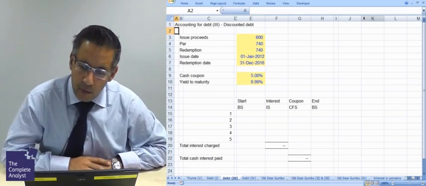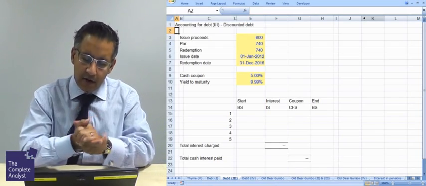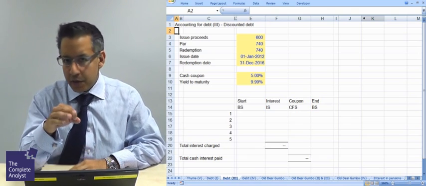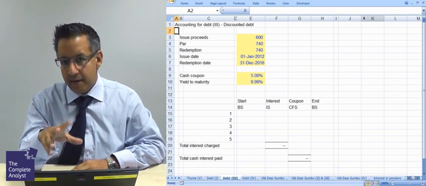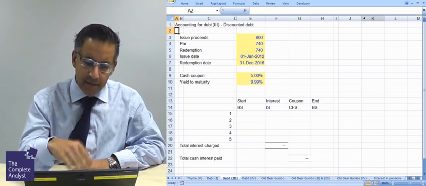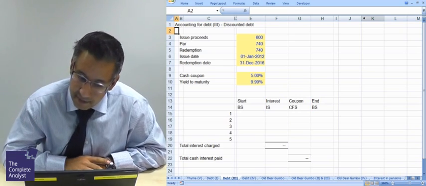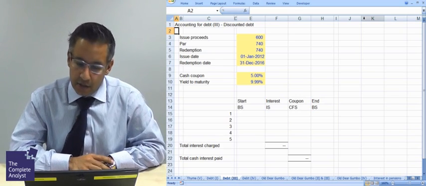Accounting for debt number 3, what we've done here is we've just changed our example slightly to add a little bit more complication to the accounting. What you'll notice with this debt instrument is that the par value is 740, redemption is 740, the issue date is the 1st of January 2012, it's going to be redeemed in 5 years' time in 2016.